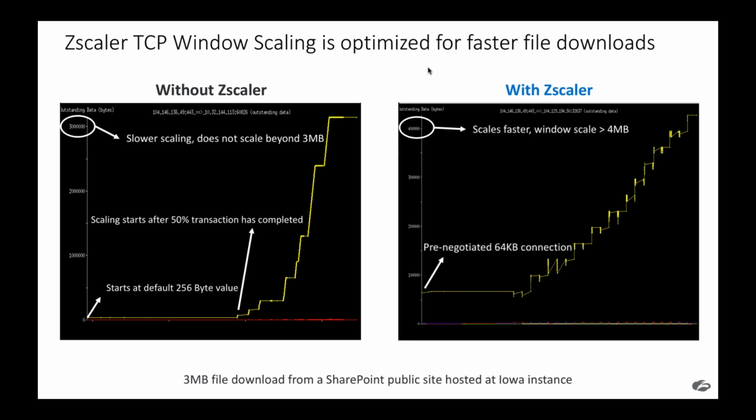So without Zscaler, if you take your browser and connect directly to Microsoft itself, your TCP IP stack will begin to negotiate the window size with the node that it's connected to. You'll see that it starts at 256 bytes typically, and then it'll begin to scale up over time. Now, with Zscaler, because we've written our own TCP IP stack, we've optimized the way that we connect to upstream services.